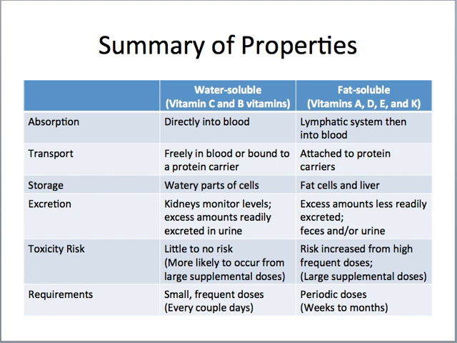On the other hand, fat-soluble vitamins are first absorbed into the lymphatic system and are attached to protein carriers that facilitate their transport throughout the watery blood environment. They're easily stored in fat cells and in the liver until needed, and excess amounts are less readily excreted because they're easily stored. However, some amounts can be lost in the feces and or urine. Because they're easily stored and less readily excreted, this increases the risk of toxicity, and they're needed in periodic doses. In terms of both water-soluble and fat-soluble vitamins, large supplemental doses are often contributors to toxicity risk.